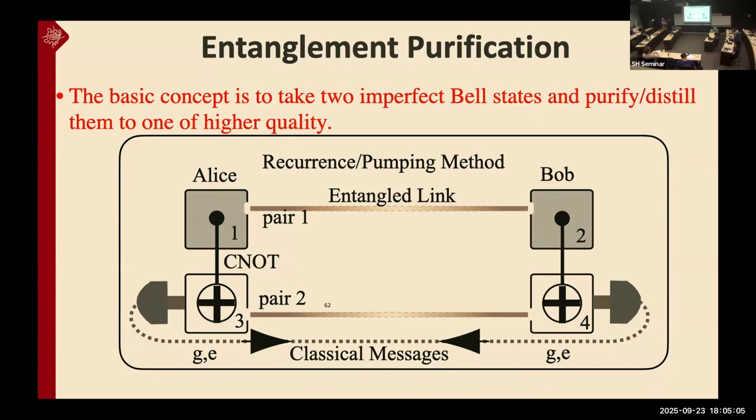Which is basically between Alice and Bob, take 2 pairs, CNOT, measure in the 0-1 basis, measure G or E, measure G or E, classical communication. Alice tells Bob she measured G. Bob says, I also measured G. They keep the signal. Even parity result, they keep. Odd parity, start again.